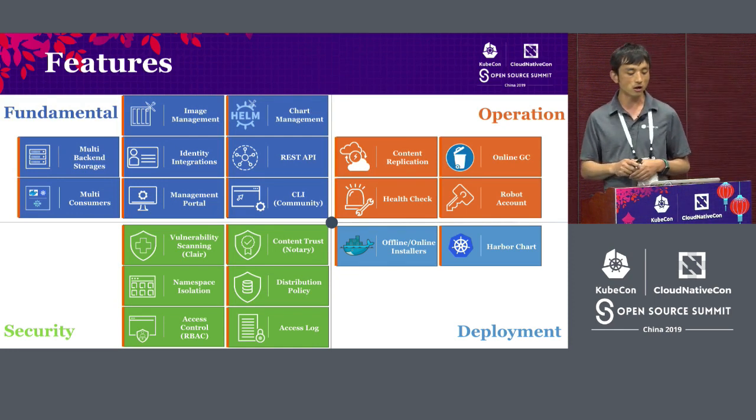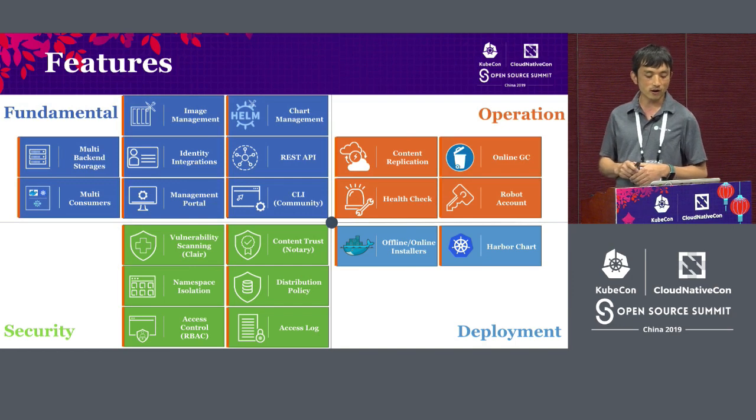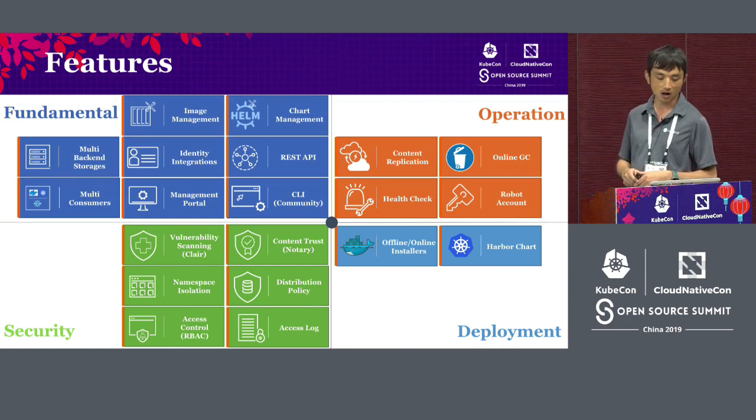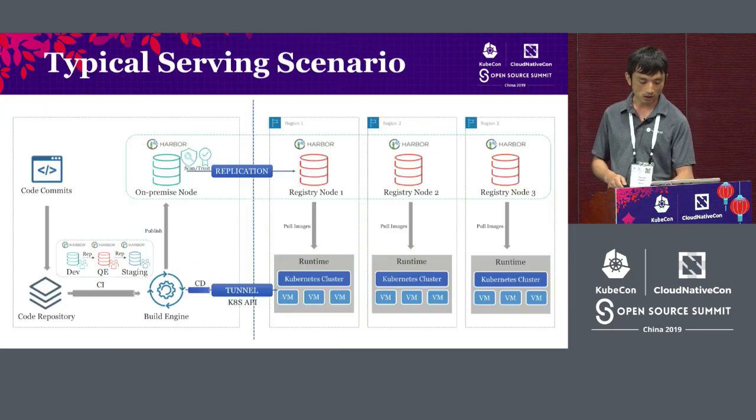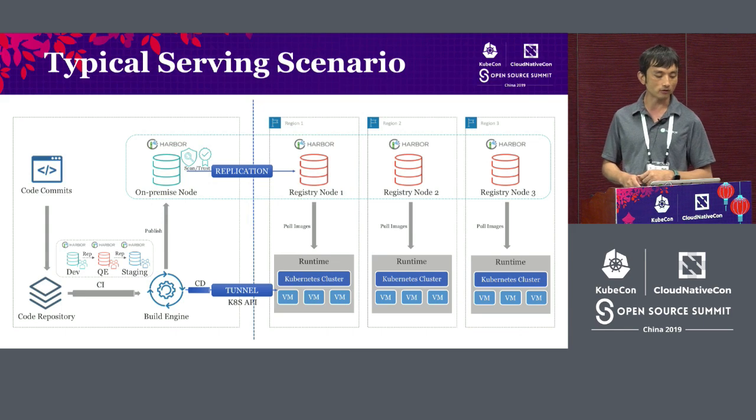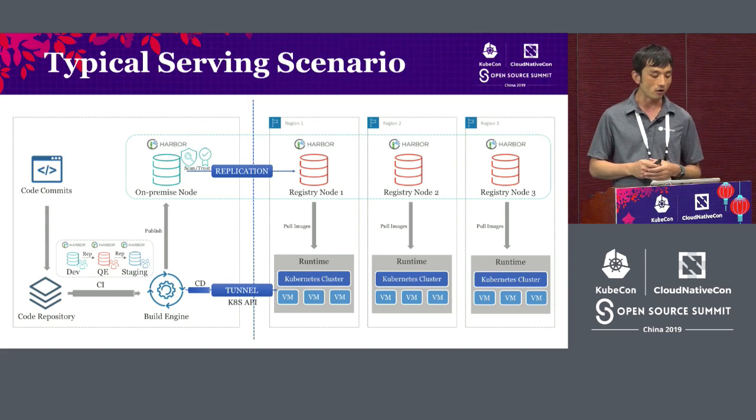We can use this chart, and it supports an HA solution, and it has some limitations. For example, you need to have the PSC cluster and register cluster, and we are also improving it. Then the typical scenarios for Harbor. Actually, for Harbor, when will it be used? So I will introduce to you some of the typical cases.